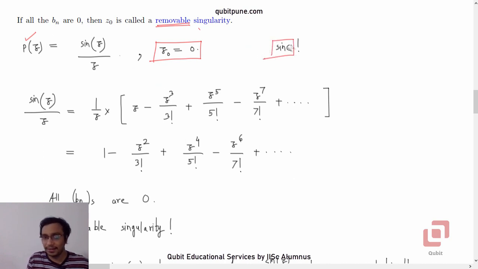Now sometimes the function sine z upon z is called the sinc function, sine and then c. Now what is a removable singularity? If all the bn's are equal to 0, then it is a removable singularity. In short, it shouldn't have any principal part in the Laurent expansion.